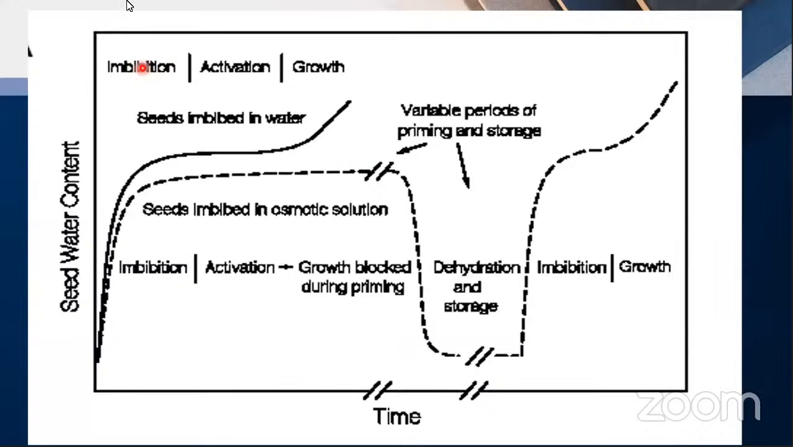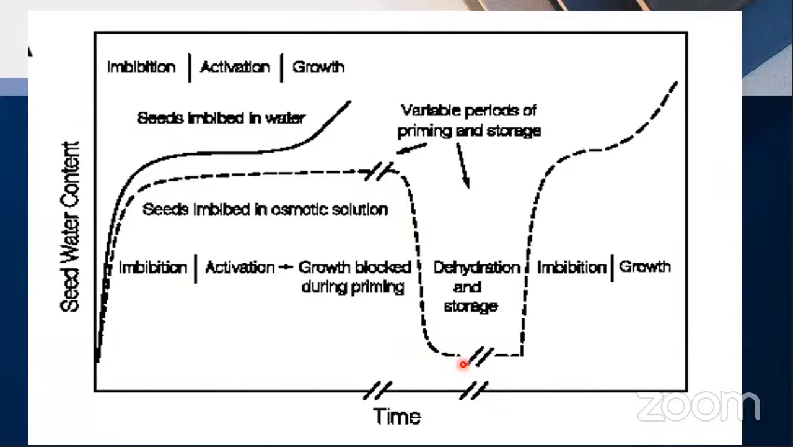The three phases are imbibition, activation and growth. This is the normal curve that we saw in the previous slide. Now, in priming, what happens? They allow the first phase and extend the second phase, that is, the activation phase is extended. We do not allow the growth phase. To avoid this growth phase, we dehydrate the seeds. So this is dehydration or drying of seeds. This is the process of priming: imbibition, activation, and then drying.